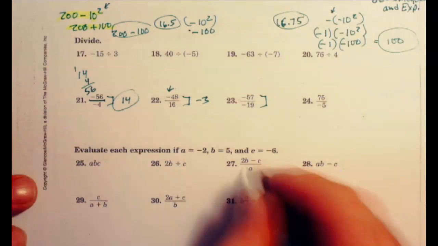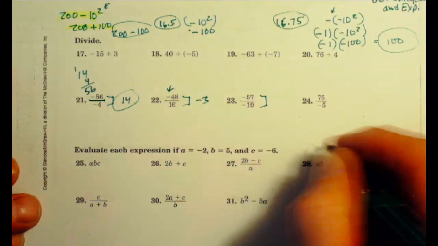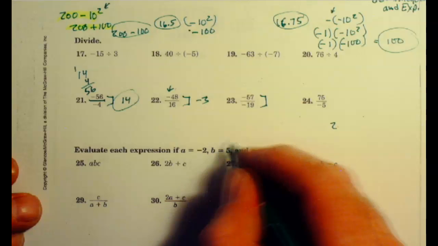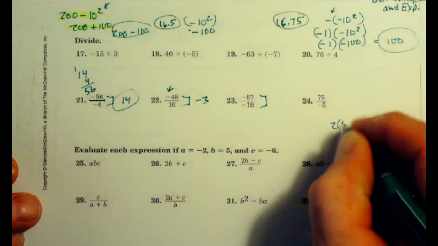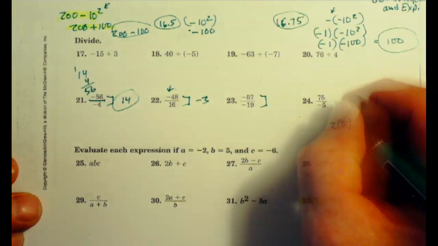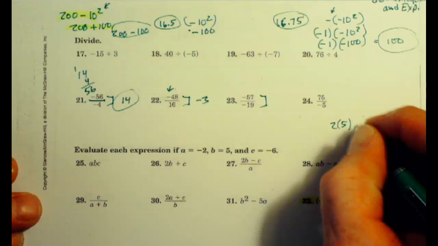All right, so let's take a look at number 27 here. First of all, I'll just rewrite this problem. You have to put 2, and then our variable for b is 5. So put it in parentheses. Always put them in parentheses. Substitute your values in instead of the letters, and it'll make life easier. And then we're going to take it and we're going to subtract.